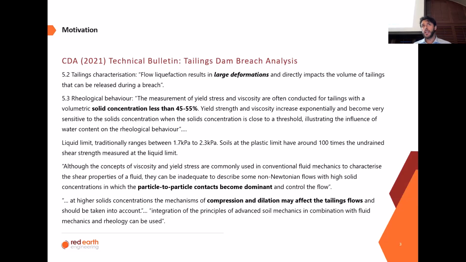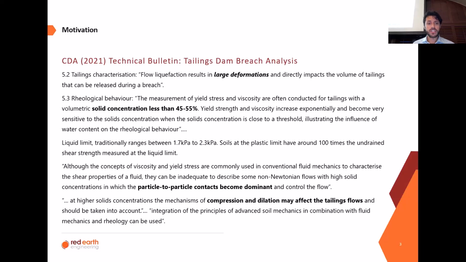When you have a soil in the plastic limit range, you are talking about around 100-fold that, right? So when they talk about a threshold where the yield strength increases significantly, they're probably referring to the difference between the liquid limit and the plastic limit. And it's just about a 100-fold increase. That's what they're mentioning there, which are clearly concepts related to geotechnical engineering. But we are talking about hydraulic engineering here as well.